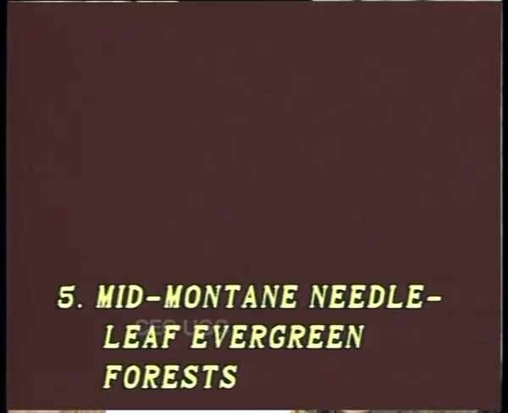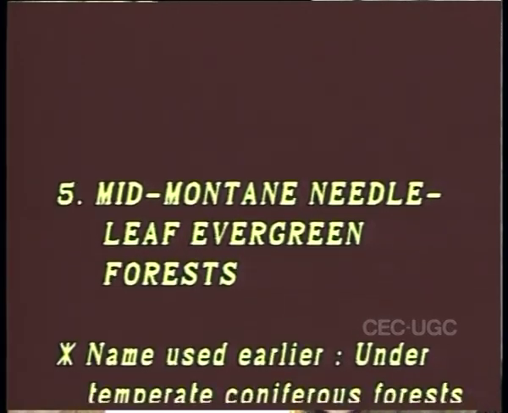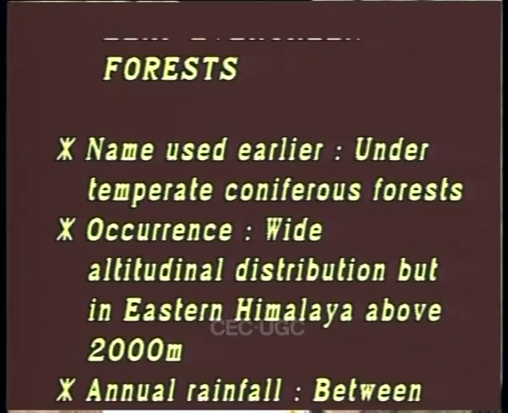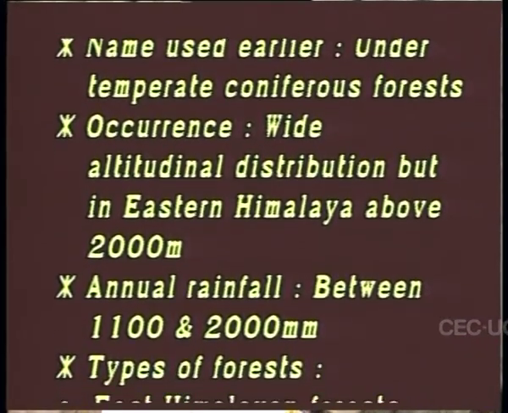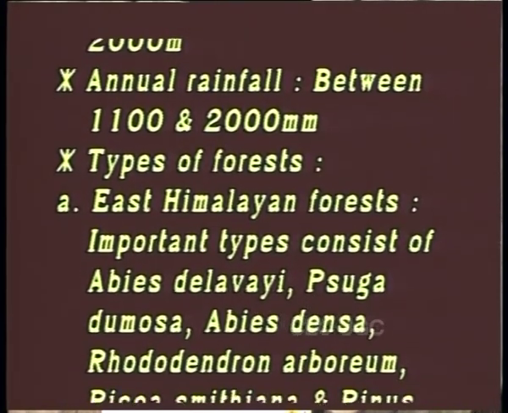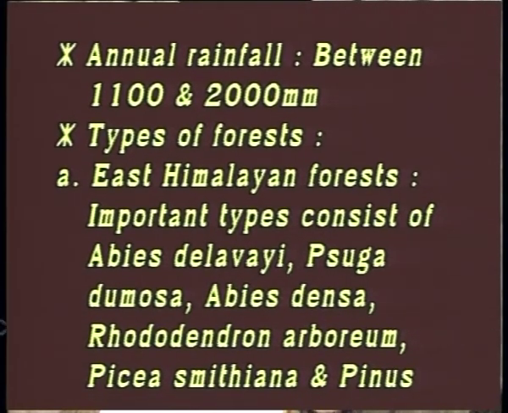Mid-montane needle-leaf evergreen forests. Name used earlier: under-temperate coniferous forests. Occurrence: wide altitudinal distribution, but in eastern Himalaya above 2000 meters. Annual rainfall between 1100 and 2000 millimeters. Types of forests: East Himalayan forests. Important types consist of Abies delavayi, Tsuga dumosa, Abies densa, Rhododendron arboreum, Picea smithiana, and Pinus wallichiana.